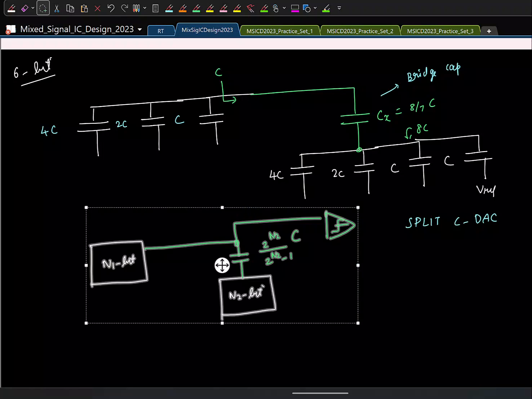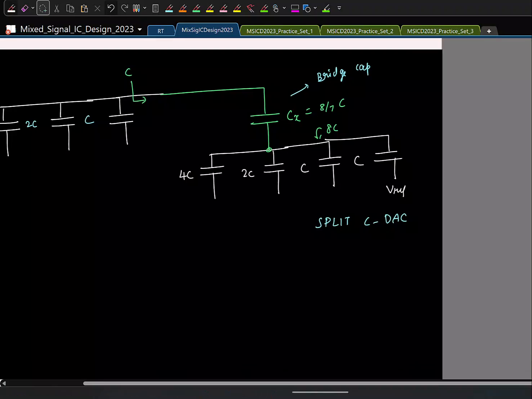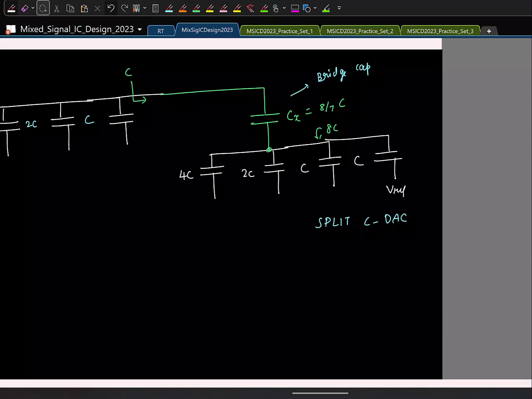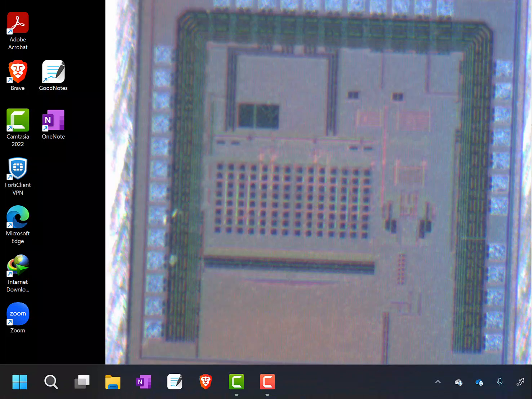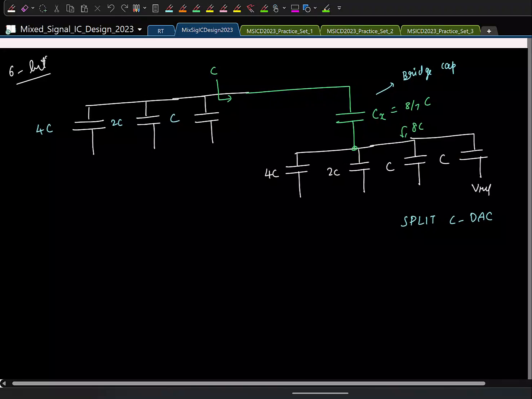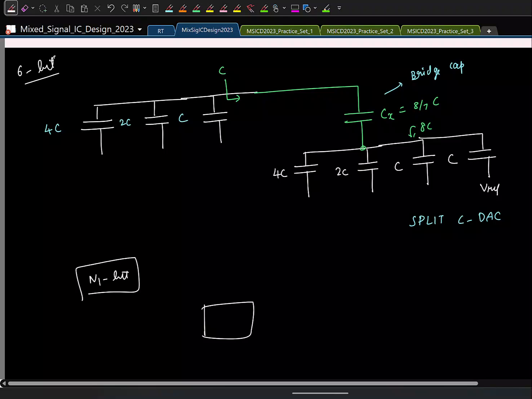So this is also commonly done. Let me just write it again: I have an N1 bit DAC, an N2 bit DAC, the bridge capacitor with 2 power N2 in the expression, and this goes to the comparator.